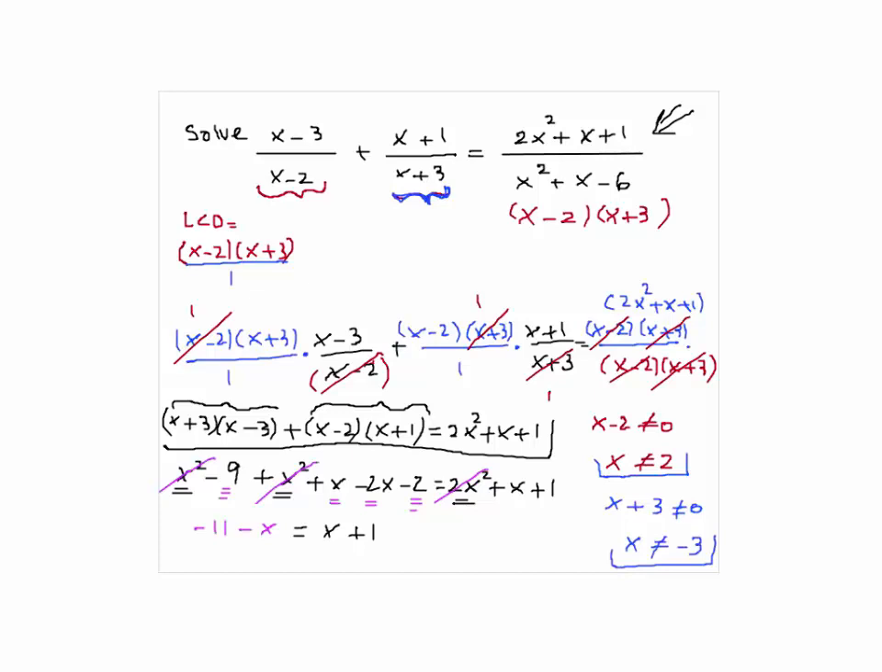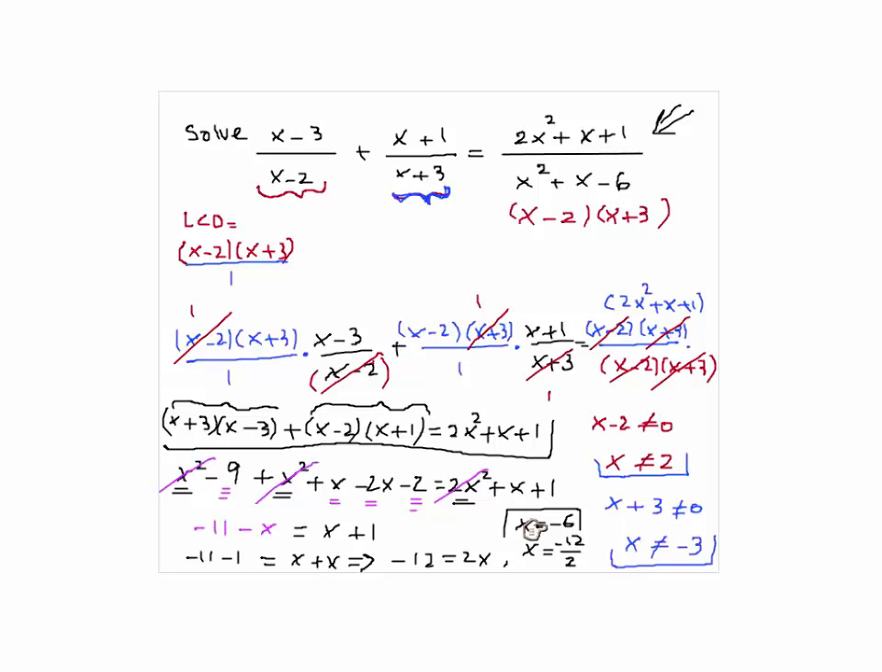So I can subtract 1 from both sides of the equation and add x to both sides of the equation. So here we have minus 12 is equal to 2x. So x is equal to negative 12 over 2. So x is equal to negative 6. And again, we make sure that the answer we find here is not one of those restricted ones. They're not. So x equal to negative 6 is the answer.